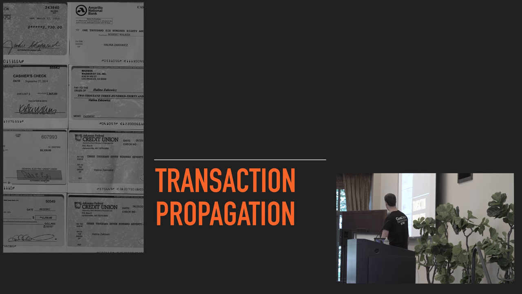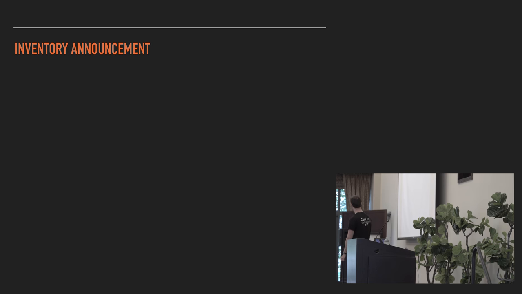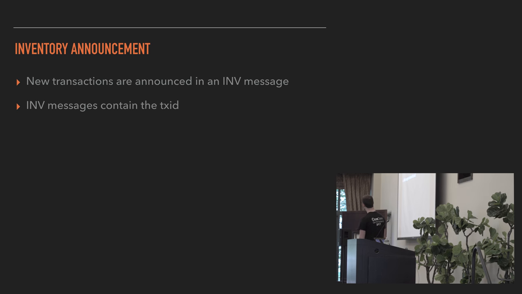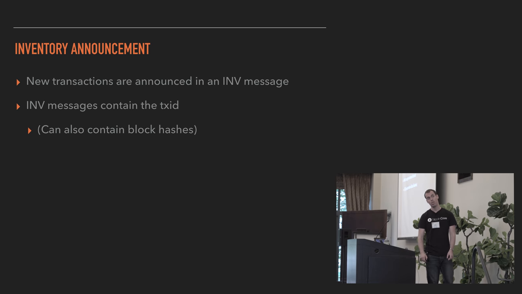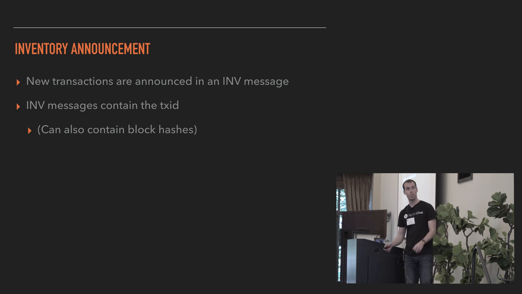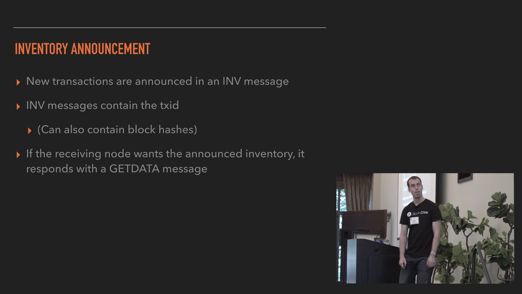All right, so how is a transaction, to answer your question, how do we propagate a transaction across this network? Well, new transactions are announced with an inv message. And that stands for inventory. It means we have new inventory to share. That contains the transaction ID. That's the hash of the transaction, excluding the witness, which is the unique identifier for that transaction. Invs can also be used to propagate blocks, but that's not so common these days. Originally, that's how blocks were propagated, but not so anymore.